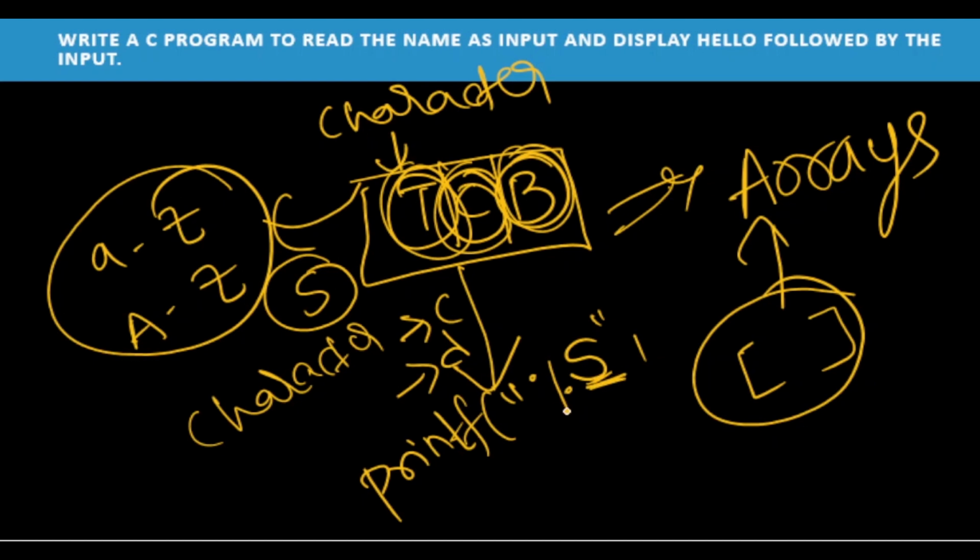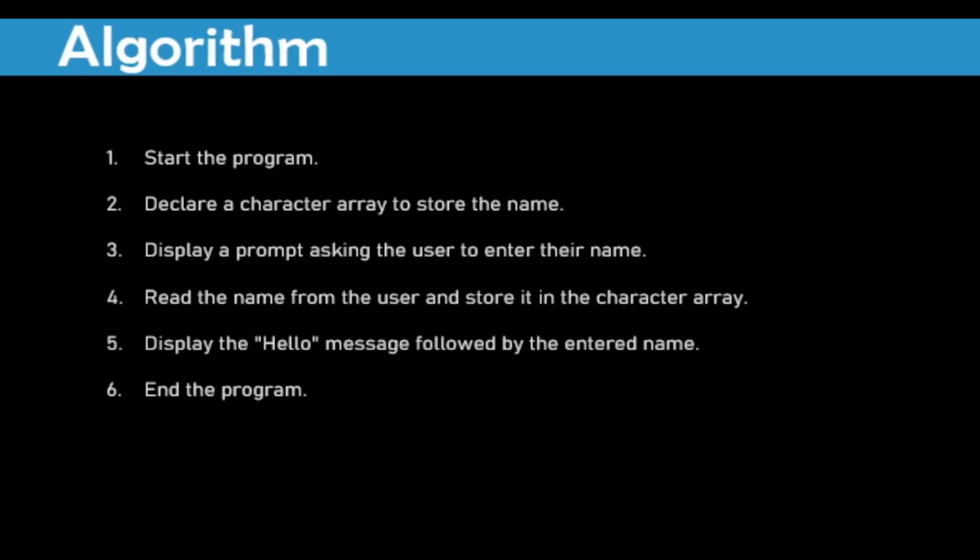Okay, now let's move on to the algorithm. Let us discuss the remaining problem. Algorithm: start the program. For every program, start the program and end the program are the same. Declare a character array. Why a character array? A name is a sequence of characters, so we need to declare an array to store the name. And we need to prompt, means ask the user to enter their name.